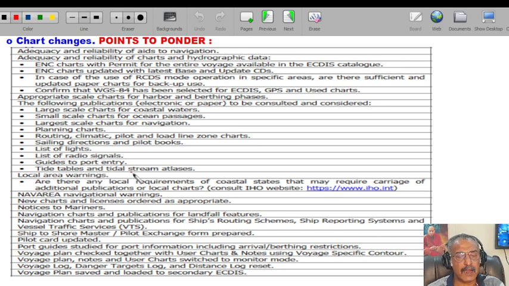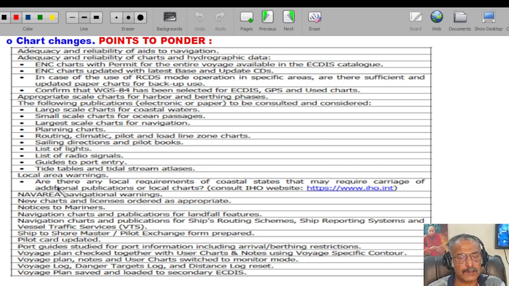Tide tables and tidal streams, atlases. Like in the English Channel, you have all the atlases, the tidal changes, and you have to carry that. And now you have an electronic version also, but make sure you have all the data to basically simulate your position with respect to date and time. You get to know the latest tidal streams.